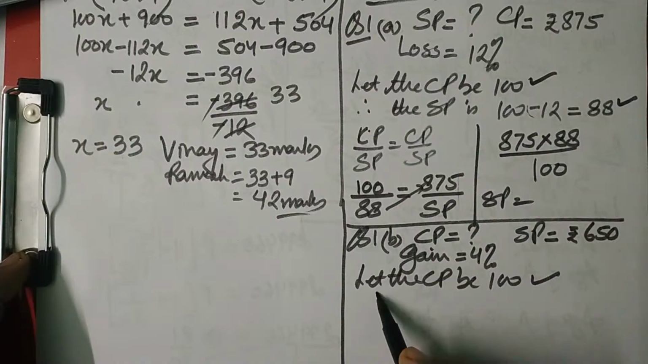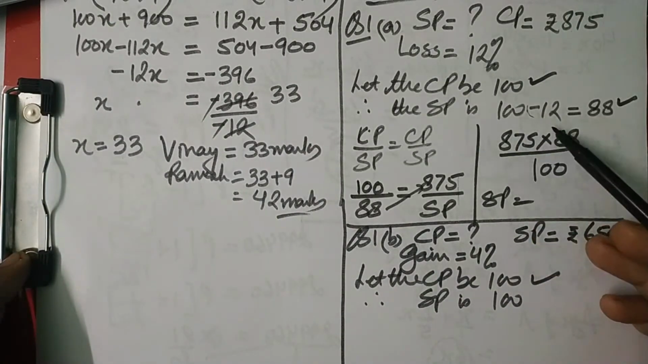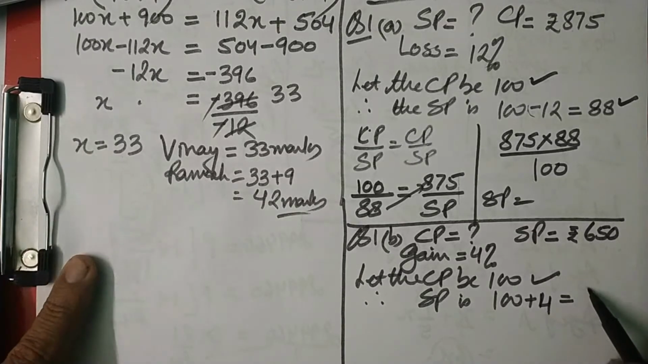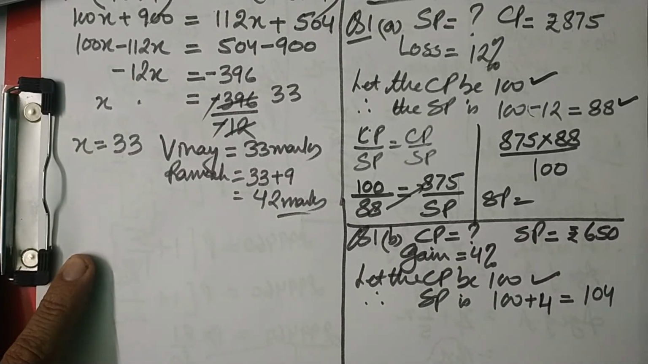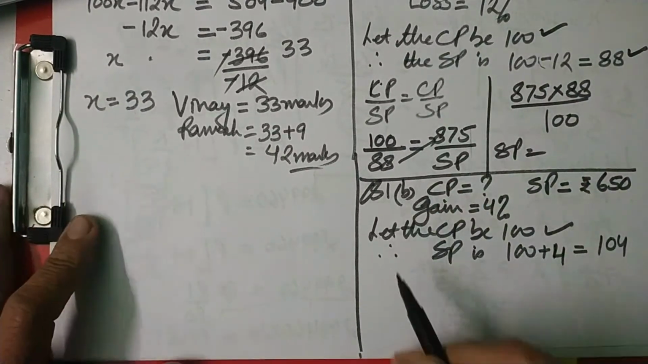Then selling price is 100. There is gain here; there it was loss. In loss you will do minus. In gain you will do plus. So there is a gain of 4, so it will become 104. Now the formula will be common. I will use the same formula.